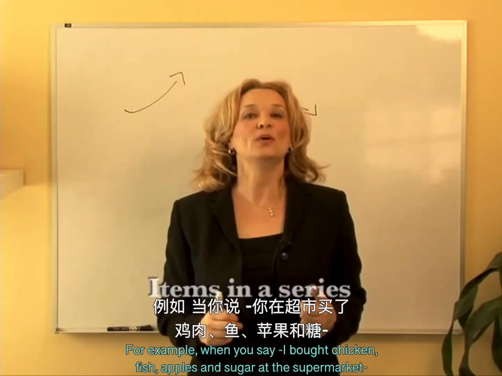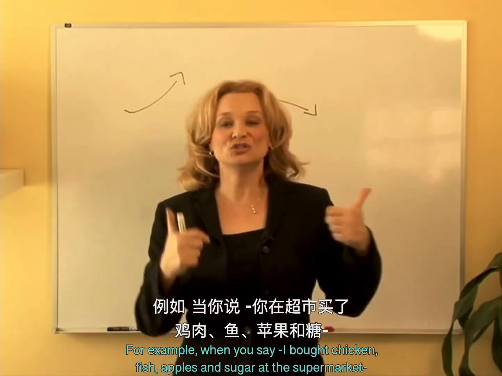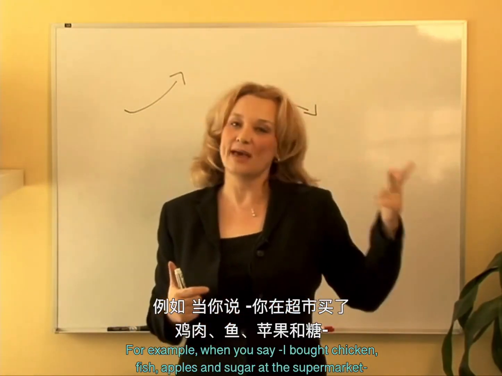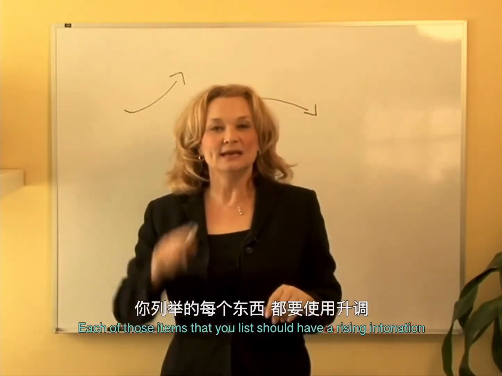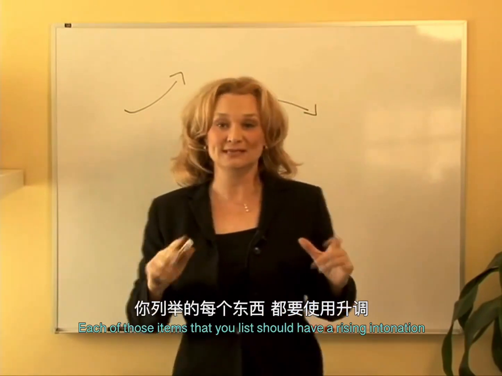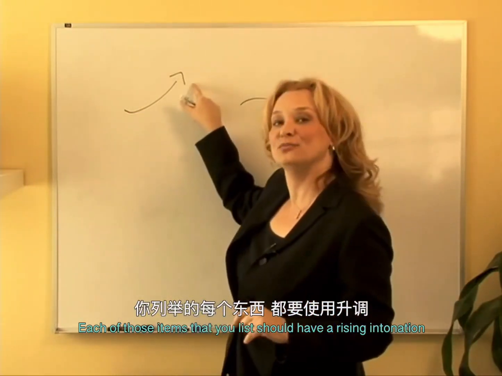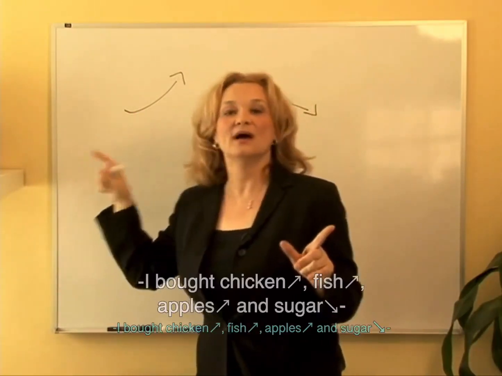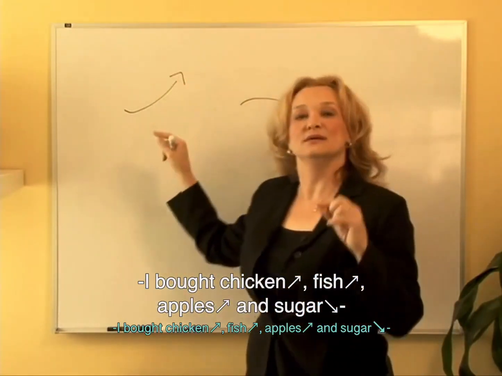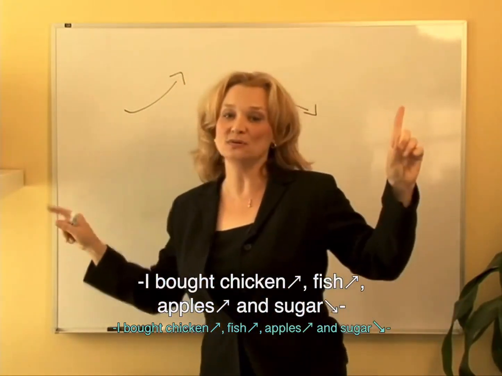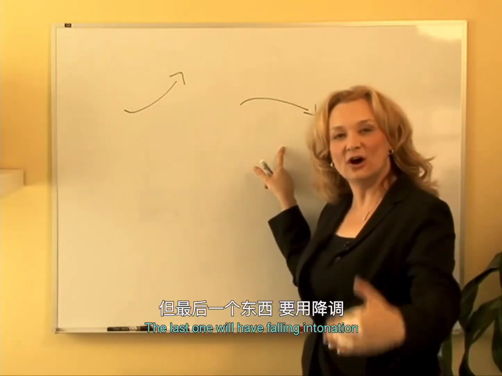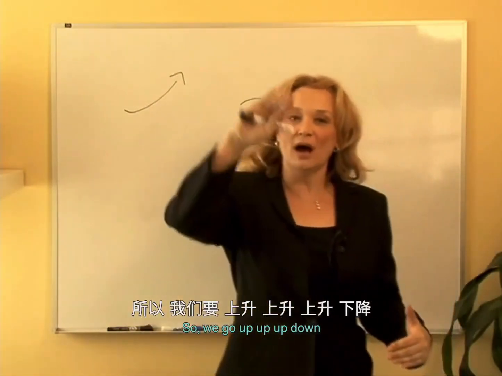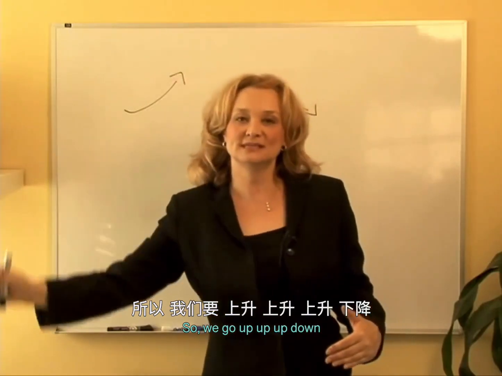For example, when you say, I bought chicken, fish, apples, and sugar at the supermarket. Each of those items that you list should have a rising intonation. I bought chicken, fish, apples, and sugar. The last one will have falling intonation. So we go up, up, up, down.